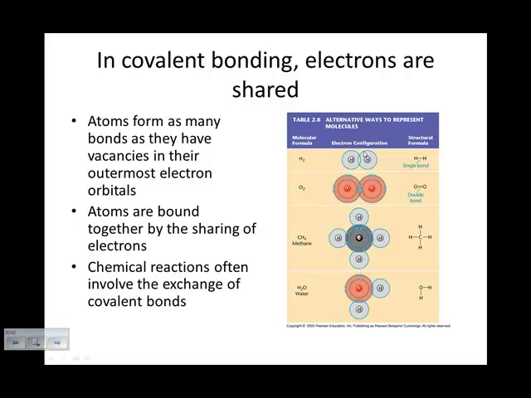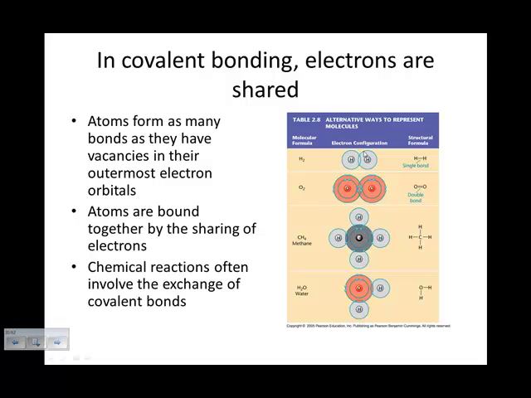So this guy has eight. That means two in the first shell, six in the second shell. It wants two more. It borrows two from this other oxygen, and the other oxygen does the same. Okay? That way they both have eight in their outermost shells and they're pretty stable.